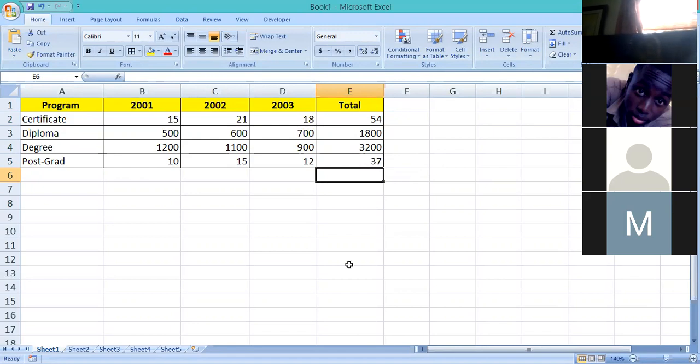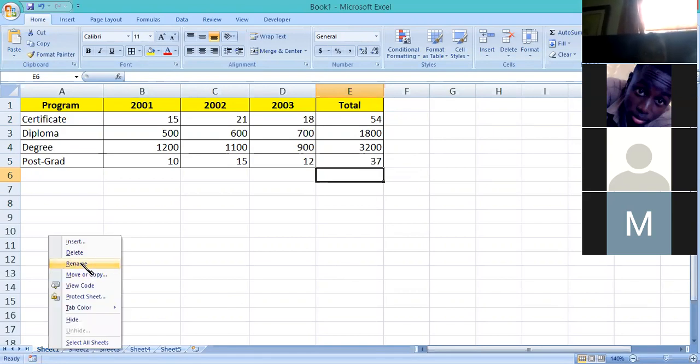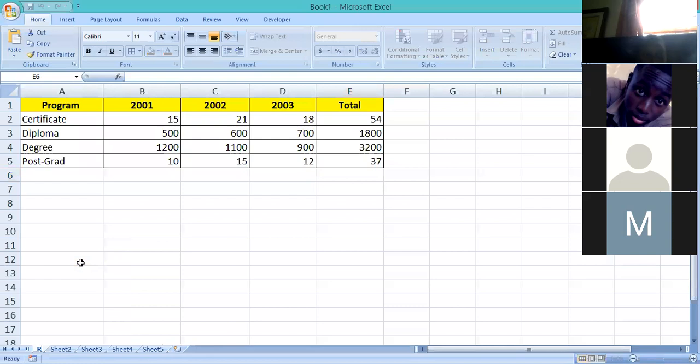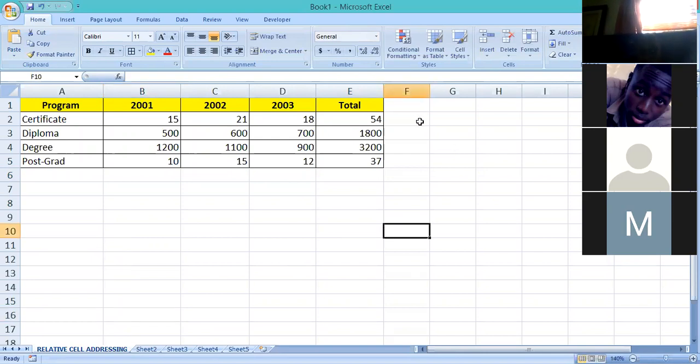All right, so this is sheet 1. We're going to rename it. So you right click on sheet 1 and select rename. We're going to call it relative cell addressing. You can see it can go up to a lot of characters because this is a long name. Relative cell addressing. Everybody is good?